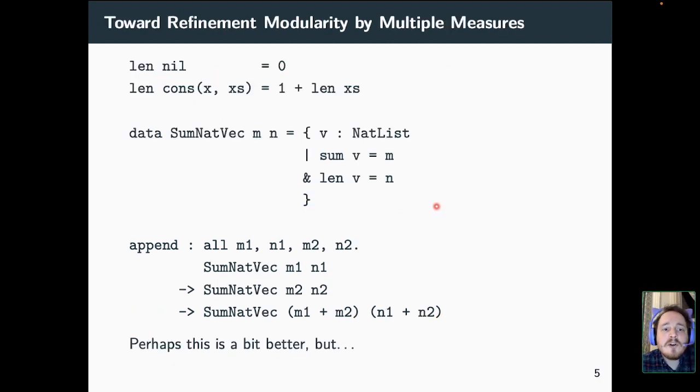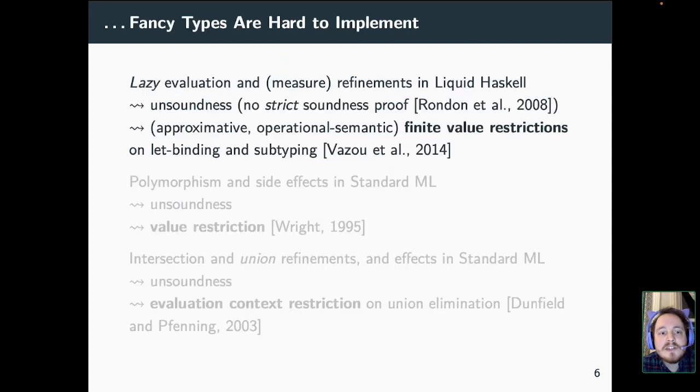If we want to refine this type by more measures, we can define another measure, say the length measure, and then use that in our refinement type, and then use the refinement type as usual. Perhaps this seems a bit better, but it's actually pretty hard to implement fancy types like this.